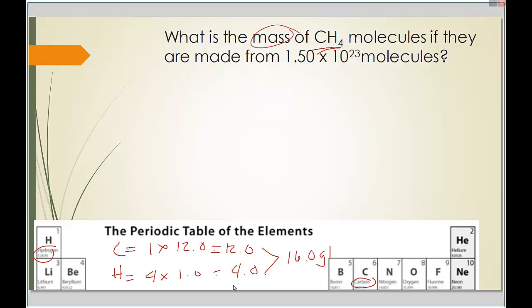What is the mass of CH4 molecules if they are made of 1.50 times 10 to the 23rd molecules? Molecules is one of the 4 key terms, for 6.02 times 10 to the 23rd molecules per mole. Alright, so now we have all our numbers that we need. So 1.50 times 10 to the 23rd will be our starting number.